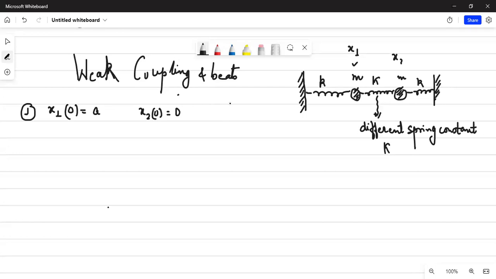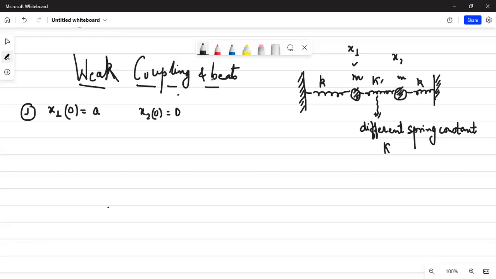So this is our initial inquiry in this regard. The only thing is that we are taking the case of weak coupling. Weak coupling means that your spring constant kappa here is very small compared to this small k. We will initially solve the equations in general, and then we'll see that this kappa is very much less than small k. Is that clear? Yes, sir.